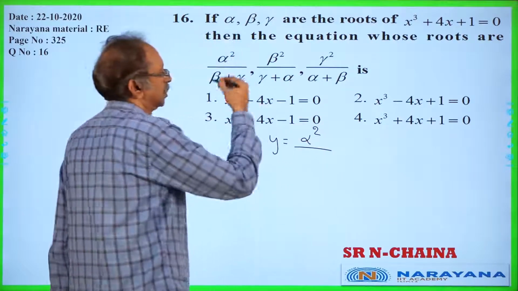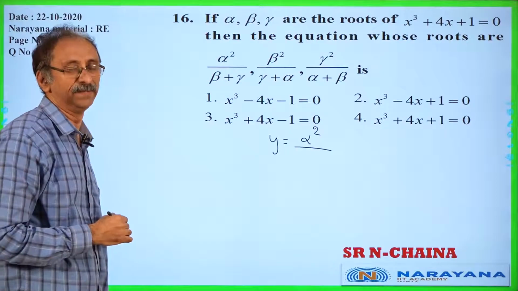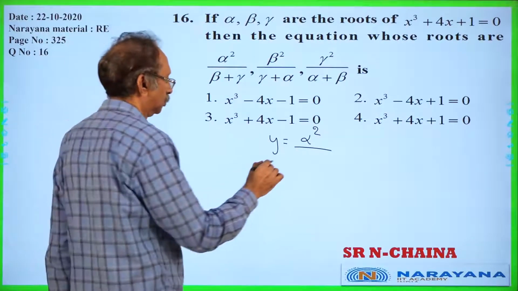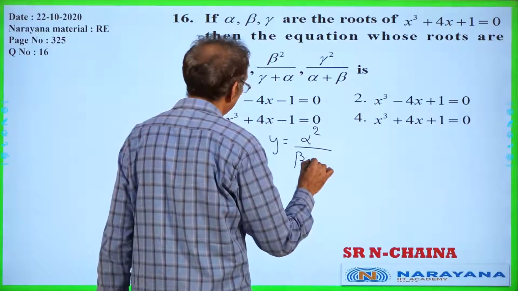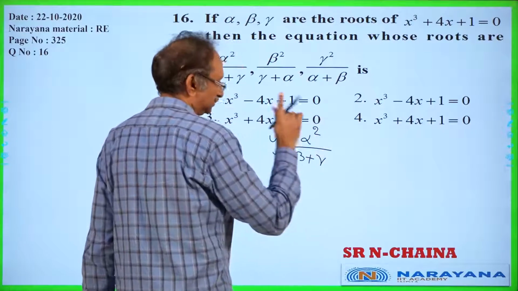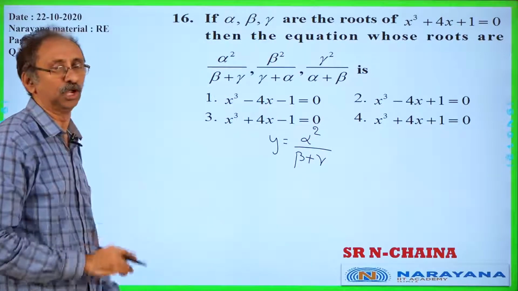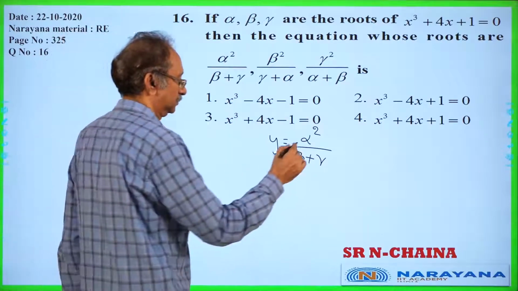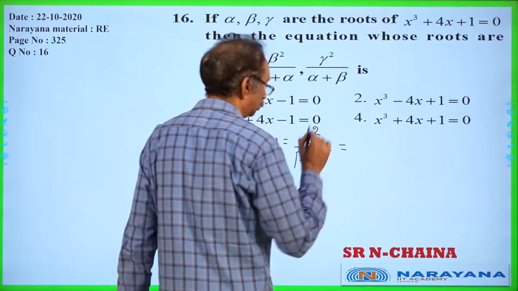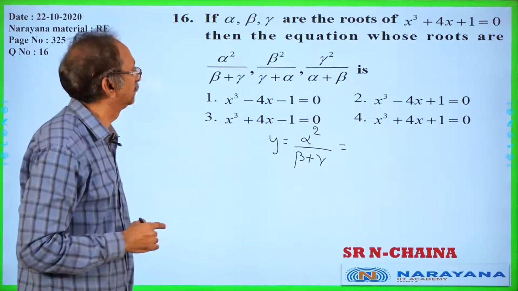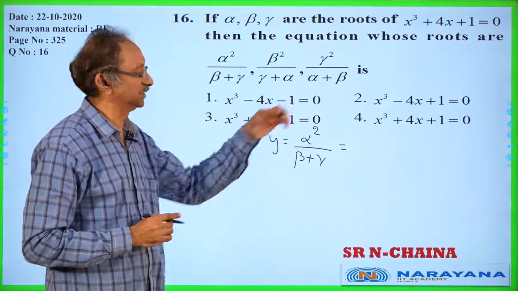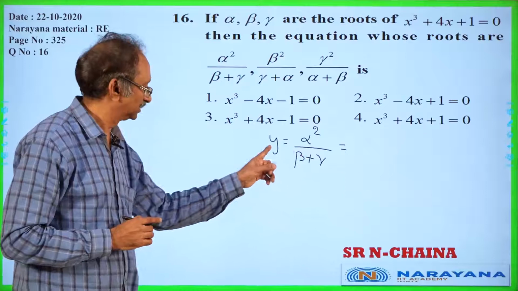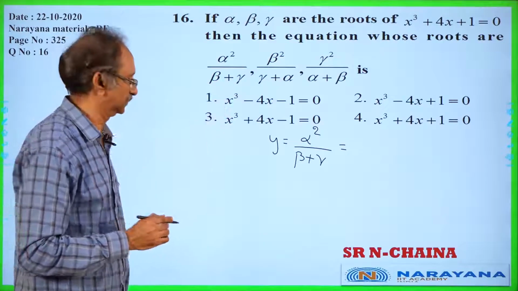See, all these are symmetric functions of alpha, beta, gamma. Therefore, what we have to do is finally convert this in terms of a single root, alpha or beta or gamma, like that. So, we will try for that. Suppose this is the root. We have to find a cubic equation whose roots are like this. So, this is one of the roots, that is, y must be the root of that equation.